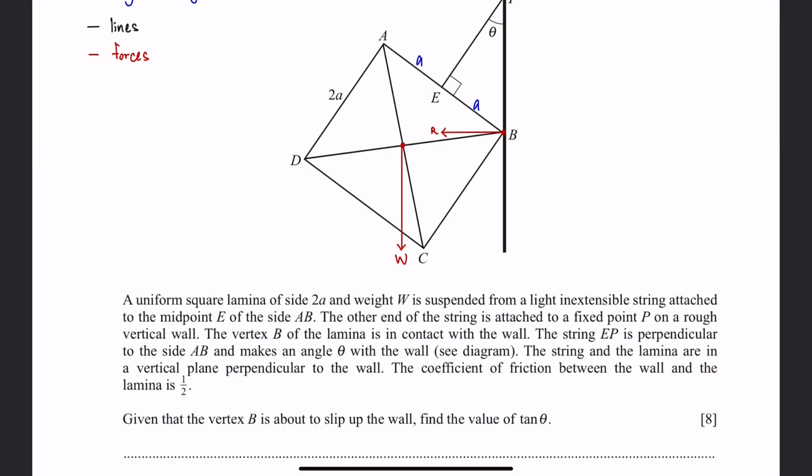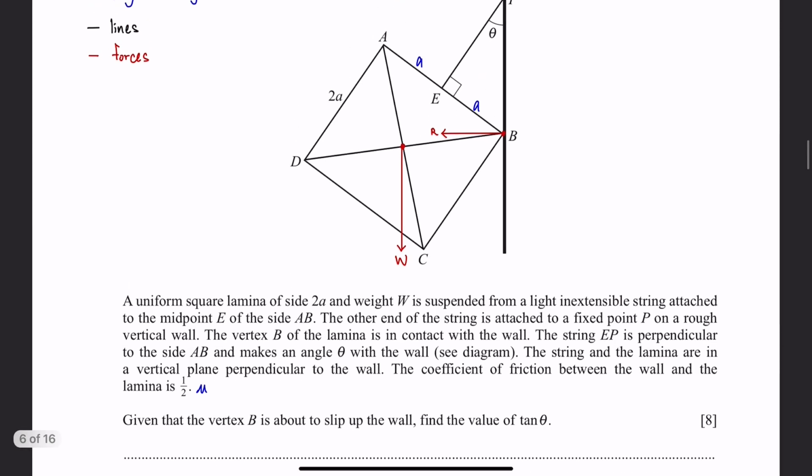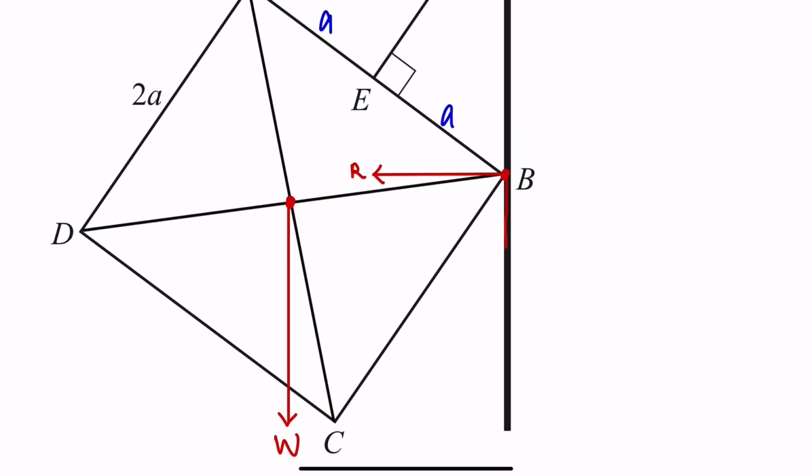So the coefficient of friction between the wall and the lamina is half. That means this is the coefficient of friction. We call it mu. Given that the vertex B is about to slip up the wall, find the value of tangent theta. It's about to slip up. That means friction should be going downwards. Let's call it small f.